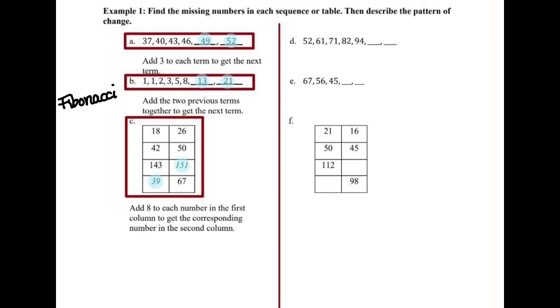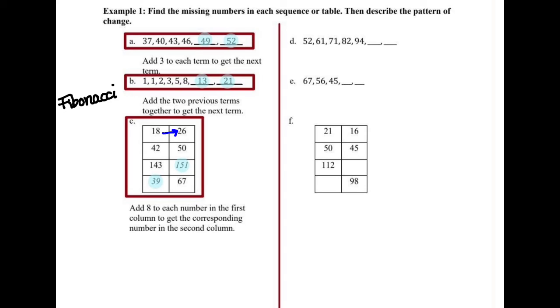Okay, and this last one was a table, but you can't exactly tell what it was. So the 151 and the 39 are the ones that are missing. Now in a table, you generally go sideways. So we go this way. So what did we do to get from 18 to 26? That is going to be the same every time. And because this is an add section, that's probably where you need to look first.